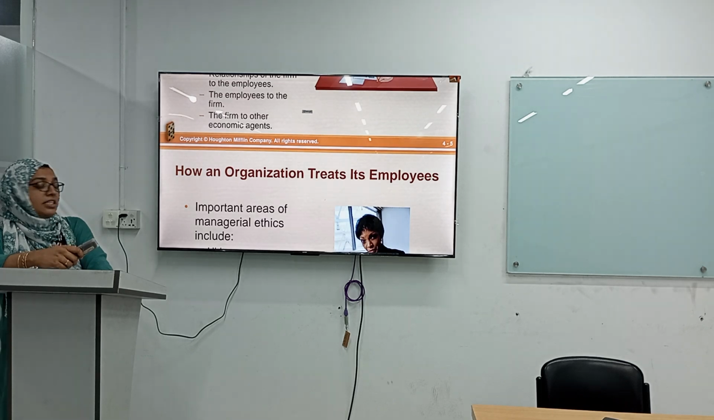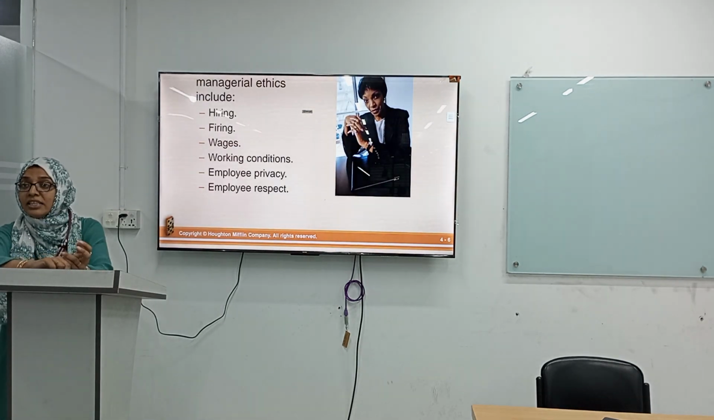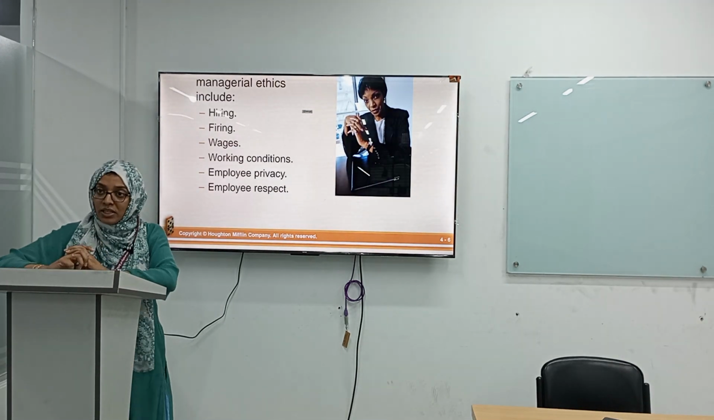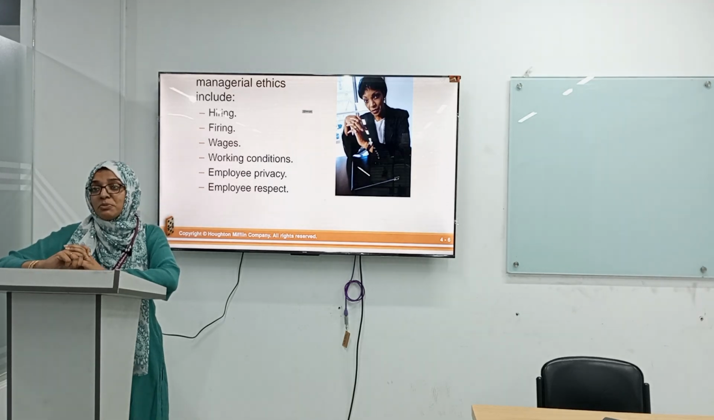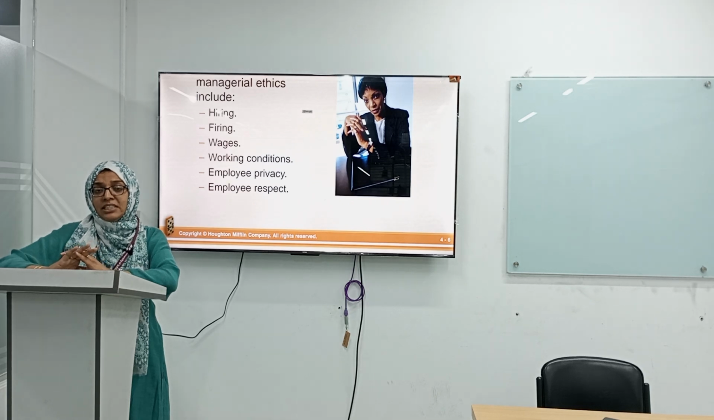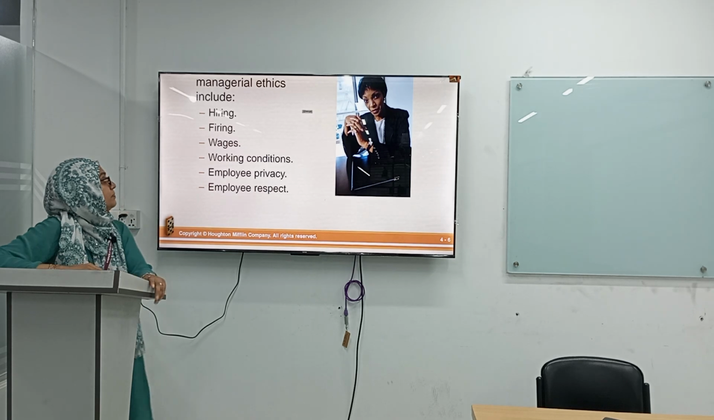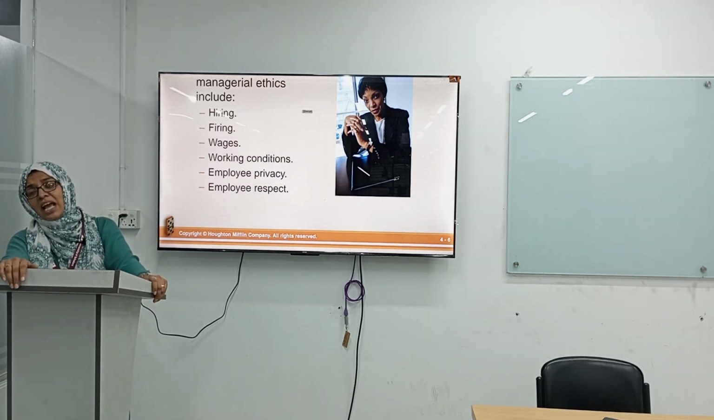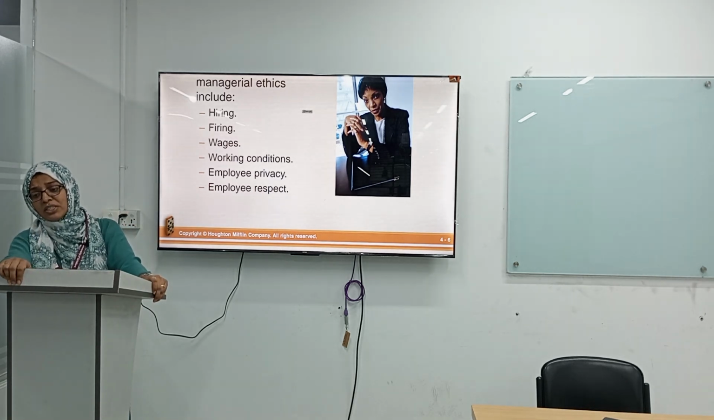How an organization treats its employees. Important areas of managerial ethics include hiring. Hiring should be fair and ethical, based on knowledge, expertise and experience. Firing should be the same. If someone has done something miserable, at that time you can fire them. Wages should be fixed as per the law and regulation, as per the standard.